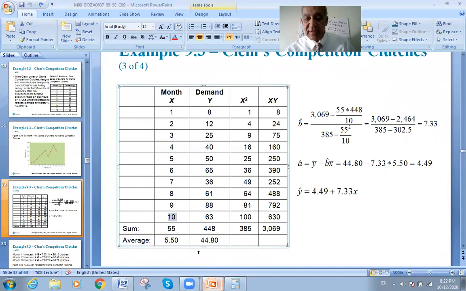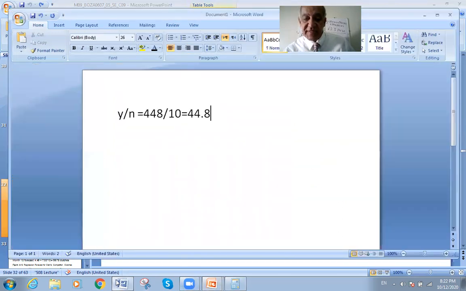Look at this, 44.8, the average. So here we say y dash 44.8 minus b hat, which I got as 7.33 here, times x dash. X dash is also the average: 55 divided by the number of months gives me 5.5.